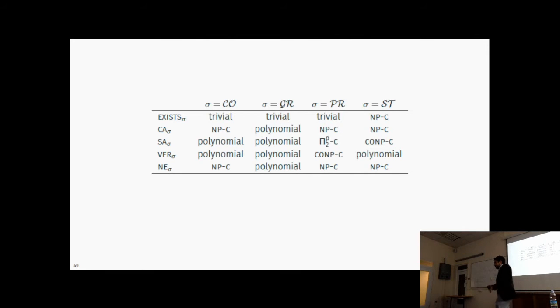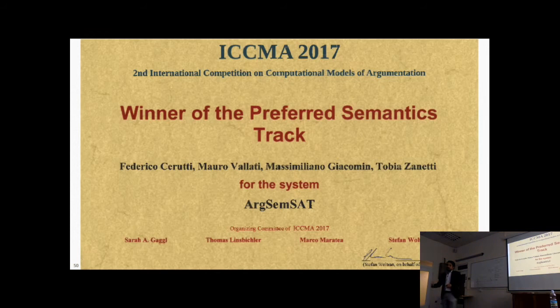Now, Vienna published a few months before us, so technically they came first, but they used a slightly different approach from what I'm going to describe. Essentially, they use a SAT-based system, but in a slightly different way. However, last year, the system that I designed won first place in the preferred semantics track of the international competition on computational argumentation. That is the reason why I'm presenting this approach.